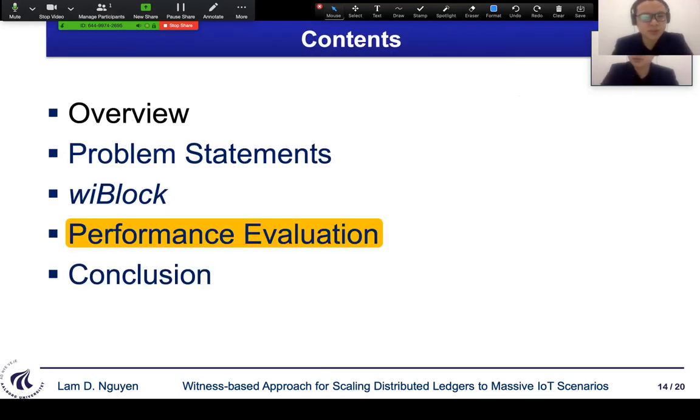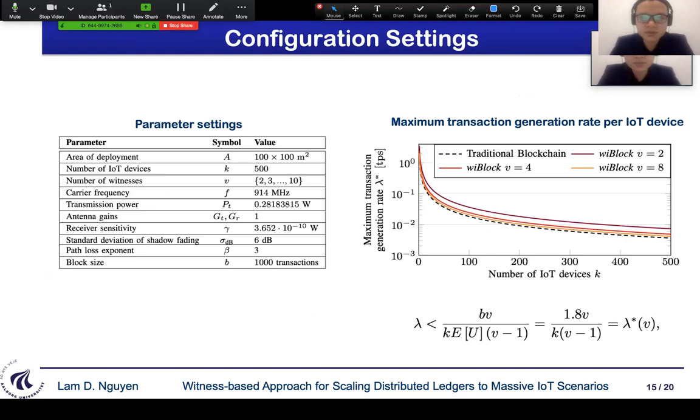About the performance evaluation part, we run the experiment in an area of 100 meters square with 500 IoT devices, and we vary the number of units from 2 to 10. We set the block size of the blockchain to one transaction per block. On the right hand side, we can see the maximum transaction generation rate per IoT device. We compare the traditional blockchain and various numbers of witnesses, for example 2, 4, and 8.